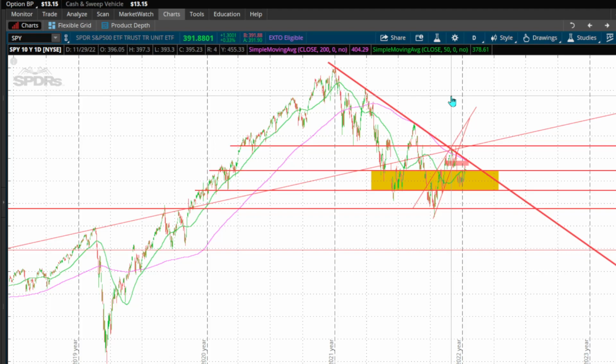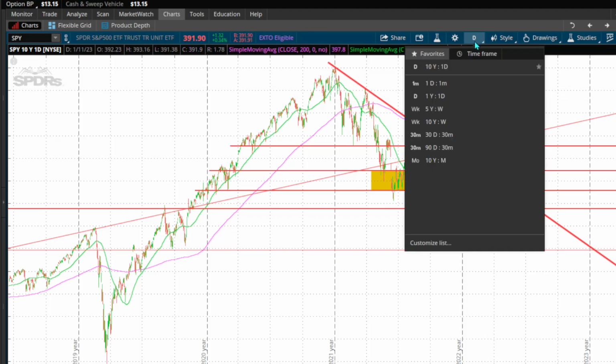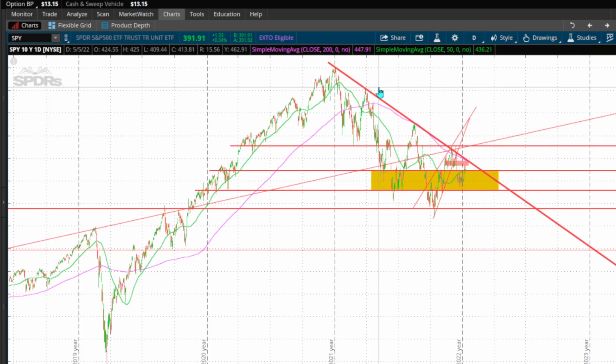Hey everybody, so in this video I wanted to do some technical analysis on SPY, the tradable ETF for the S&P 500. So right now we're currently on the 10-year one-day time frame, and I have this downtrend line. This is the first thing that I want to talk about. This downtrend line has basically remained intact for the entirety of a year.